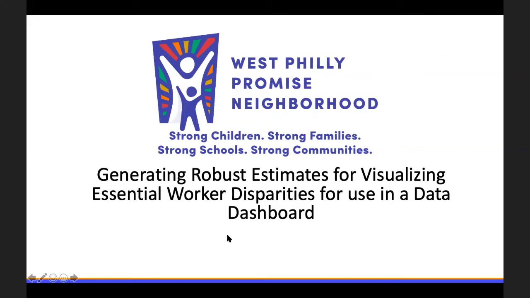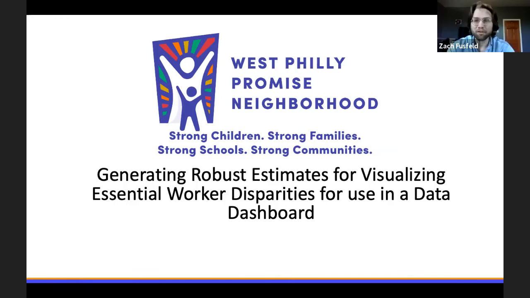Okay, great. So it is officially afternoon, so good afternoon, and thanks for having me today. My name is Zach Fussfeld, and I'm a second-year epidemiology PhD student at the Drexel School of Public Health. And so today I'm going to be talking to you about using ACS PUMS data to generate robust estimates to visualize essential worker disparities for use in a data dashboard.